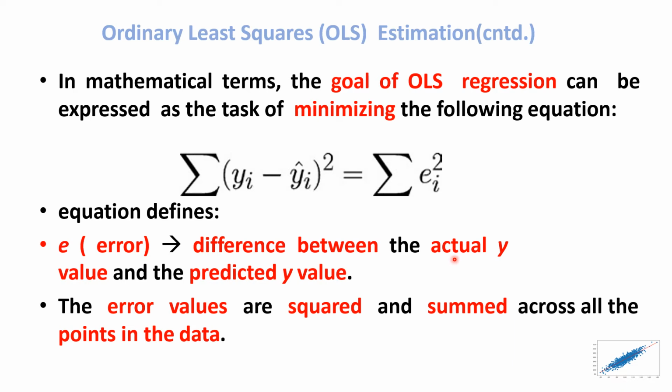So the main goal of ordinary least square estimation is to minimize the error that occurs while plotting the straight line in the model.